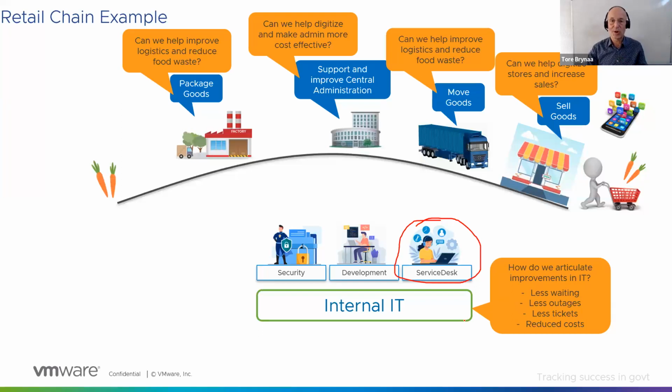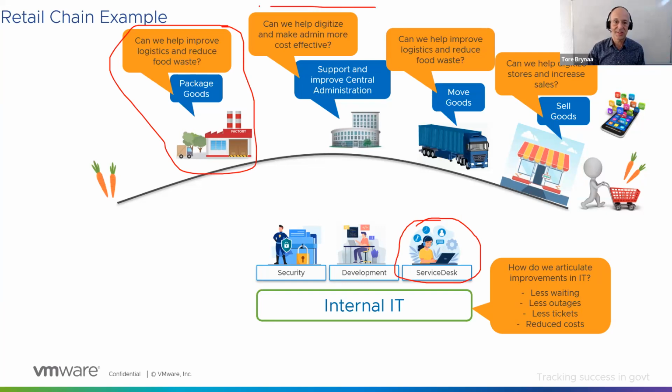So the question is, what else can we look at? So from IT, can we help the packaging system? Can we help them be better at packaging the carrots, washing them, putting them into plastic bags so that nothing goes to waste, and we get the carrots out there faster, and we become more cost effective?